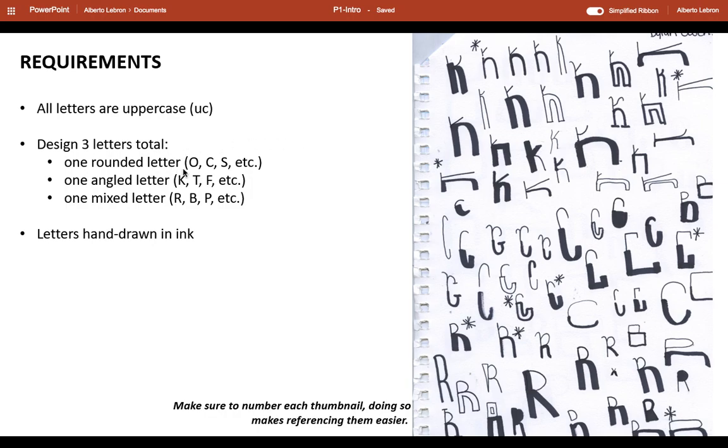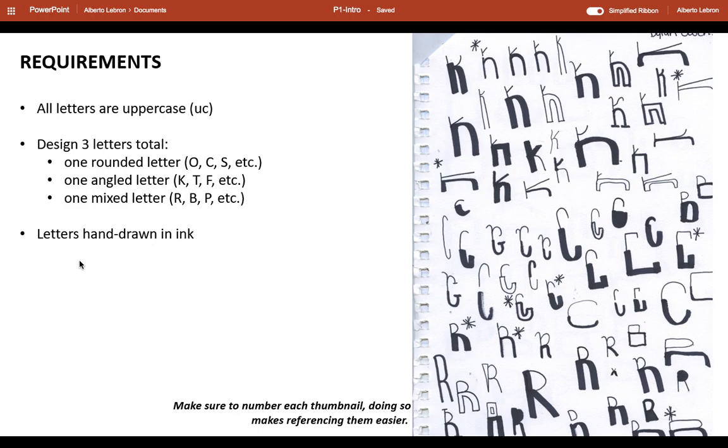The reason that you design each one of these is because once you have an O, you already have a C if you split the O in half. If you need to make a Q, you can add a little line right here, and then you have a Q. Same thing with a C: if you draw one half and you mirror it, you can create an O. These are all the foundational pieces of letters. So if you can do a rounded, an angled, and a mix, then you can create the whole alphabet.